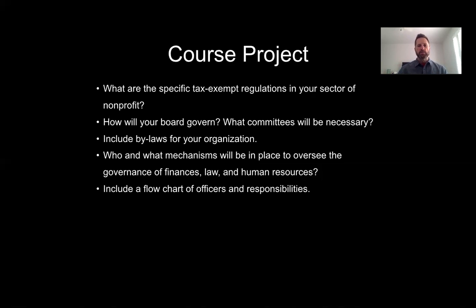Who and what mechanisms will be in place to oversee the governance of finances, law, and human resources? Who's going to oversee that? Is it an employee? Is it a board member? Or is it a combination of people that are going to help you oversee the financial end of what you're doing? Who's going to oversee your finances? Who's going to report on that? Who's going to keep tabs on that?